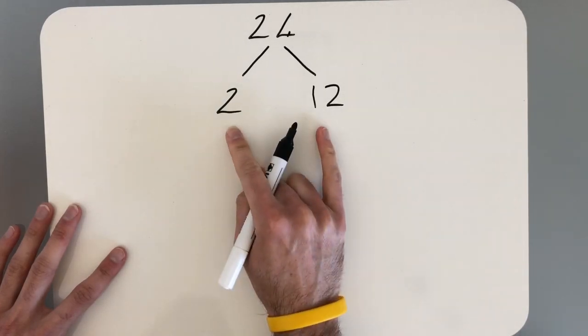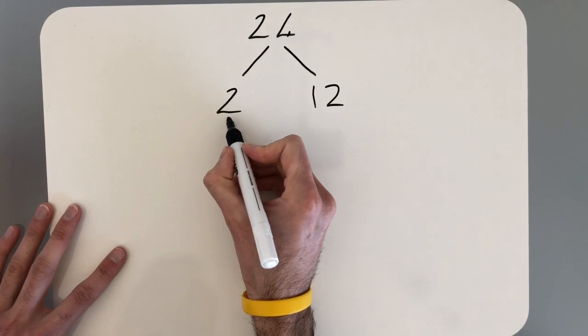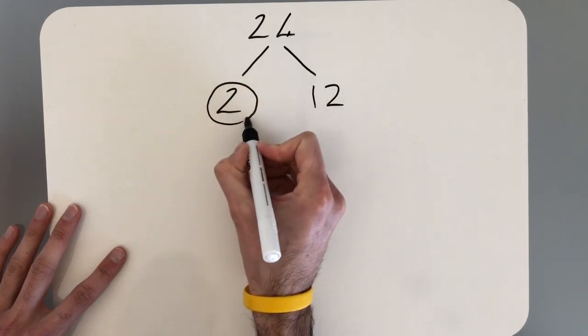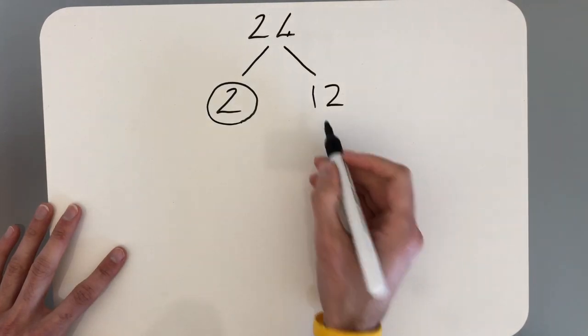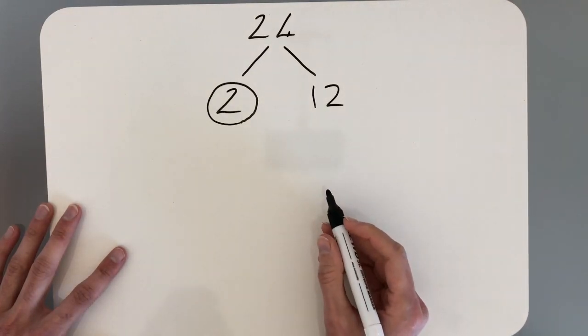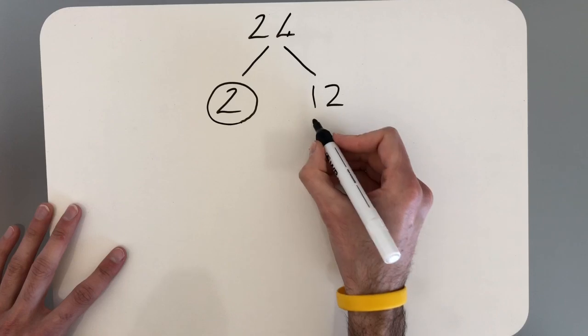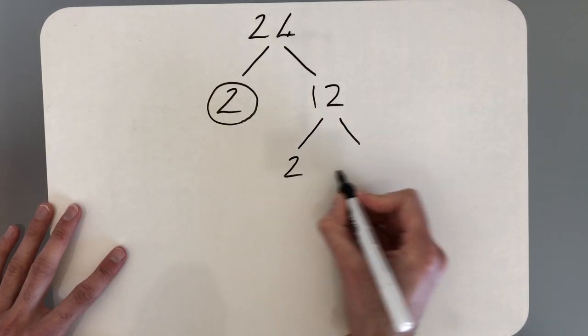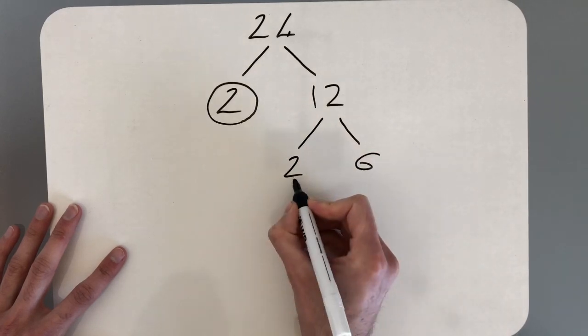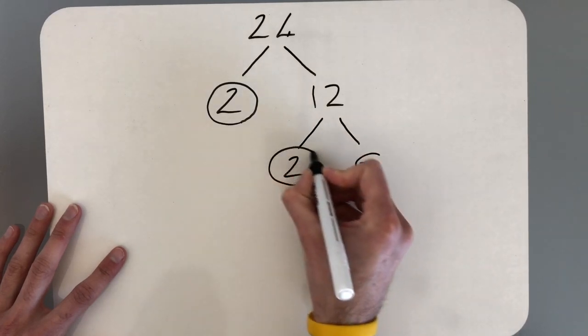At this stage, we're looking to check if either of these are prime numbers. Now, we know that the number 2 is a prime number, so all I'm going to ask you to do is circle that, and that means we're going to stop there on that branch. If we move over to the next branch, the number 12 is not prime, so we need to break it down to try and get prime numbers. So let's go again, and that's going to be 2 and 6. This is prime, so we circle that.